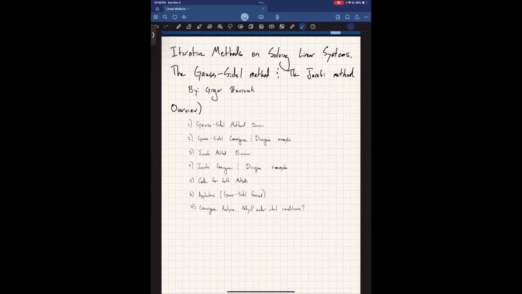Harnick, and this is my presentation on iterative methods on solving linear systems, the Gauss-Seidel method and the Jacobi method.